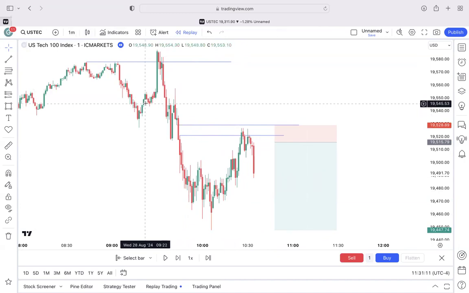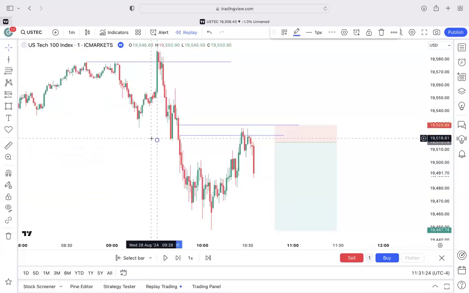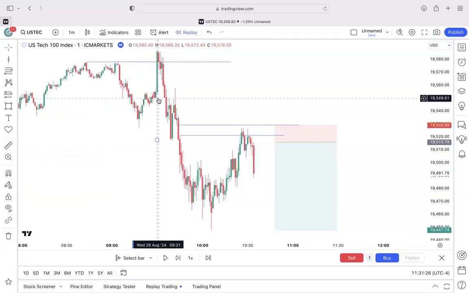Here's 930. Here's your 930 manipulation move right here at 930. What happens? I'll draw a vertical line at 930. Just like yesterday's video, I told you guys that at 930, there's going to be some form of manipulation.